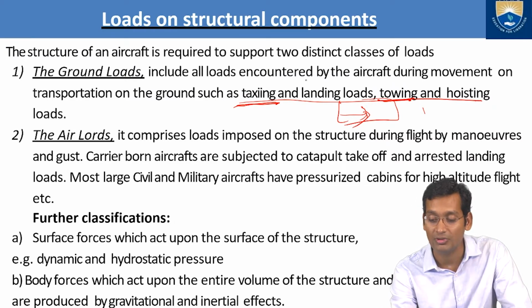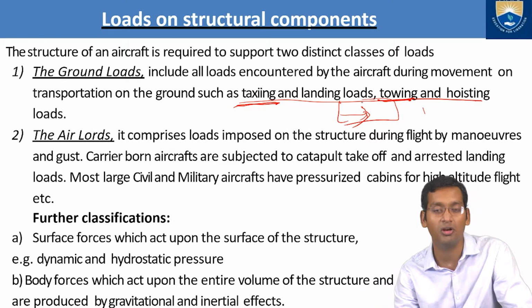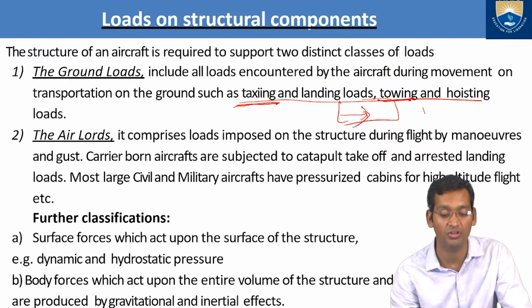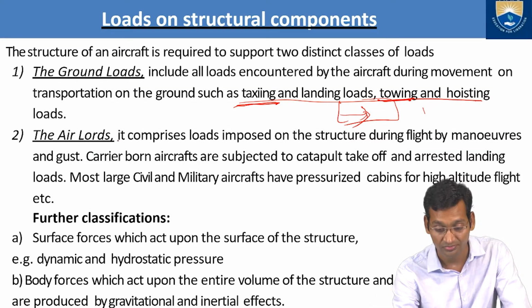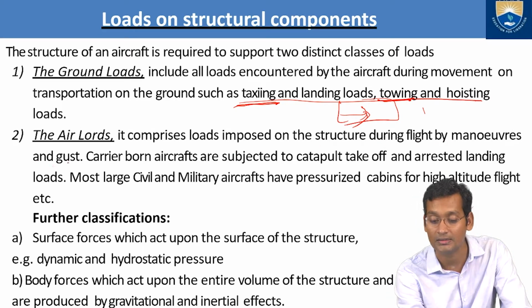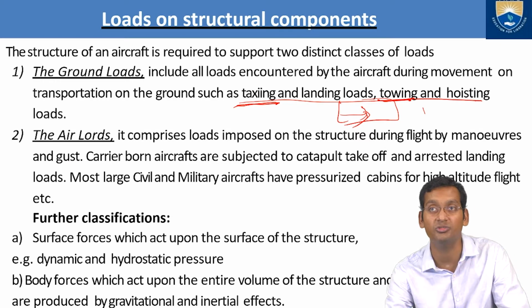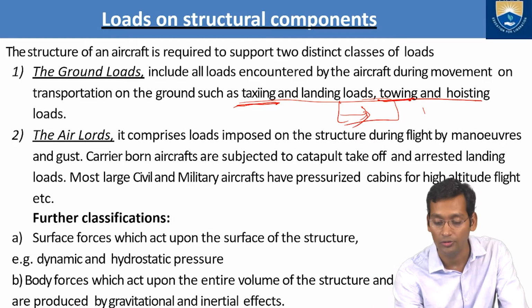Now once they fly, the aircraft comes in contact with air, and air has the major role. So in air, just see, the loads imposed on the structure during flight are by maneuver and gust. Those are the things we will see. Now in the cabin, how much load is there? Okay, so let's see here.